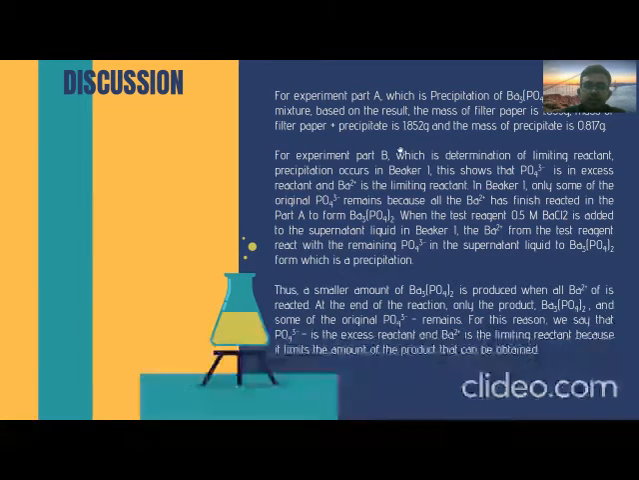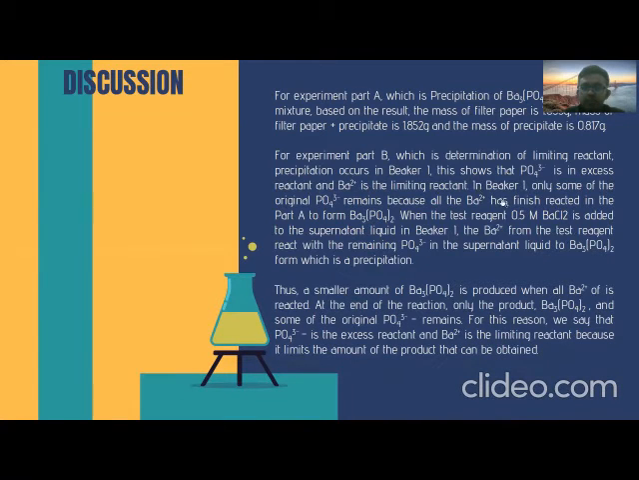For experiment part B, determination of limiting reactant, precipitation occurs in beaker 1. This shows that PO4 3-, which is phosphate, is the excess reactant, and barium, Ba2+, is the limiting reactant. In beaker 1, only some of the original phosphate remains because all the barium has reacted in part A to form barium phosphate.